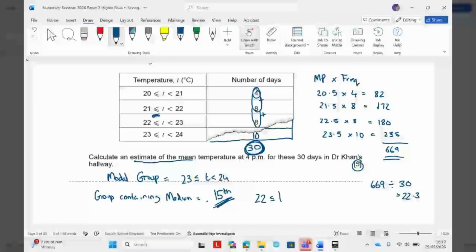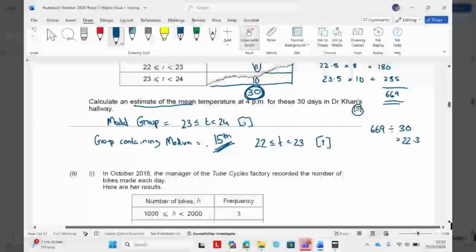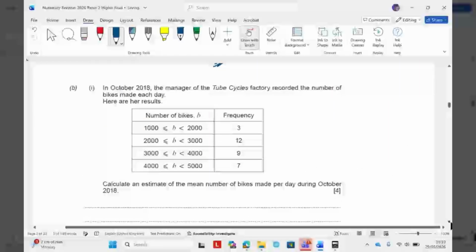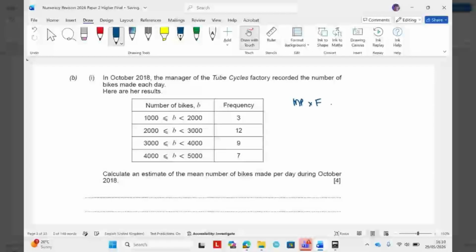So the middle person, in this case the 15th person, the 15th day, is in the group 22. Having said that, chaps, these are little 1 markers. Estimate the mean is the big marker here, right? Same again, chaps. Estimate the mean. Midpoint times frequency, add them all up and divide by however many there are here.